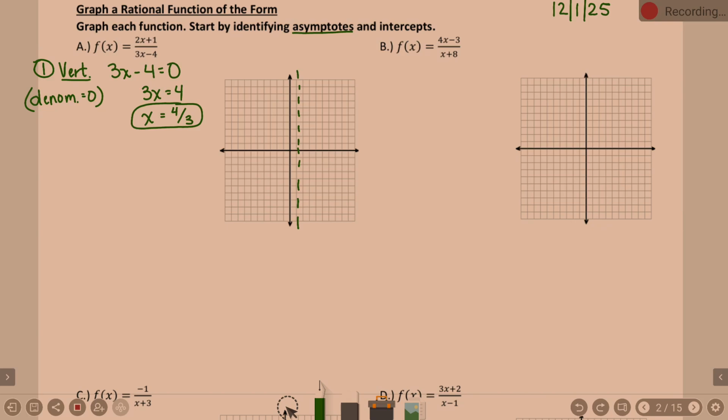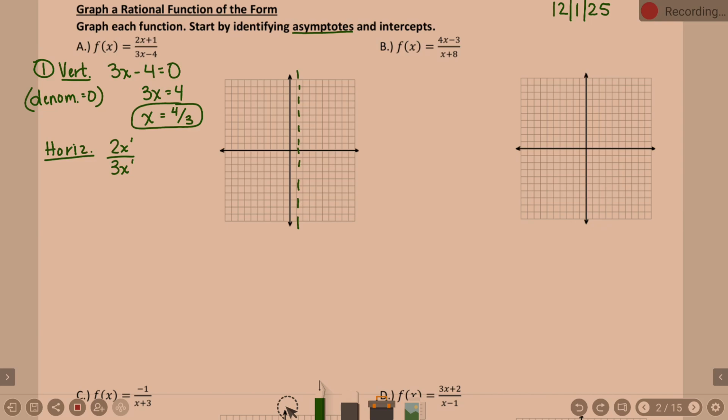Now, while we're here, let's also find our horizontal asymptote. Okay. In terms of horizontal asymptote, remember you're looking for biggest powers. What's the biggest power on top? Okay, it's that 2x to the first term. What's the biggest power on bottom? It's also an x to the first, right? 3x to the first. What was the rule when the powers match?